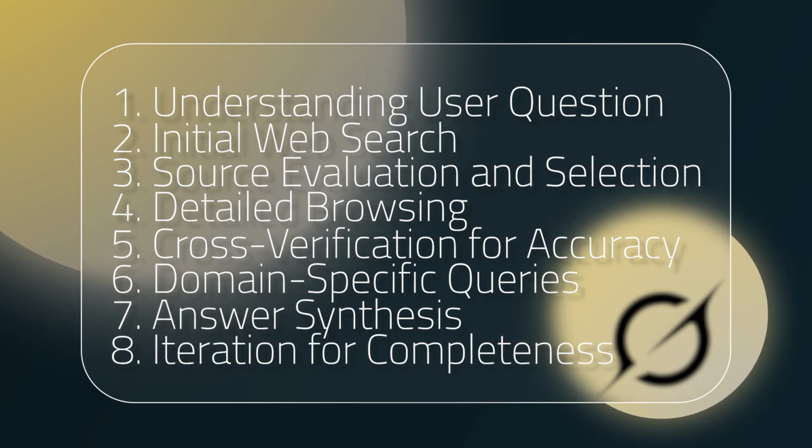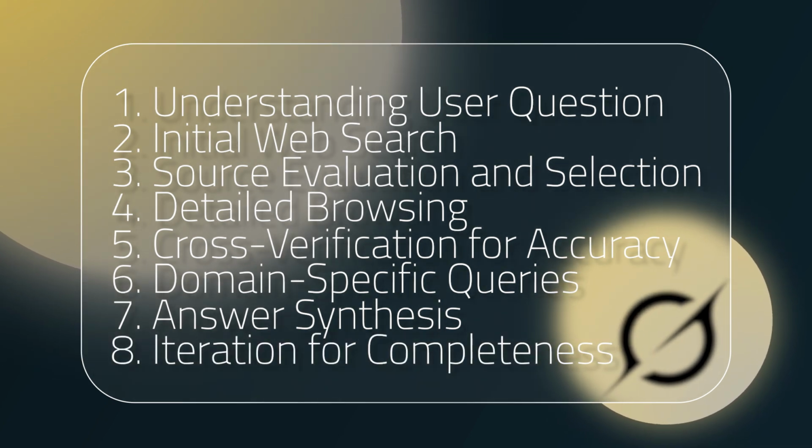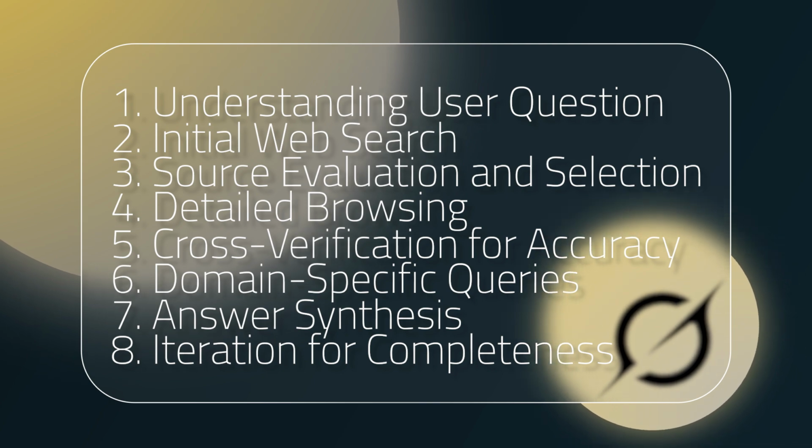And then the final step is iteration for completeness. In this step, the AI agent judges the final answer, and if the answer is deemed incomplete or unclear, it refines the search or explores additional sources. So as you can see, this 8-step process can take a lot of time, depending of course on the complexity of the user query and the volume of publicly available data on the subject. However, it surely provides reliable answers, at least based on my own personal experience.